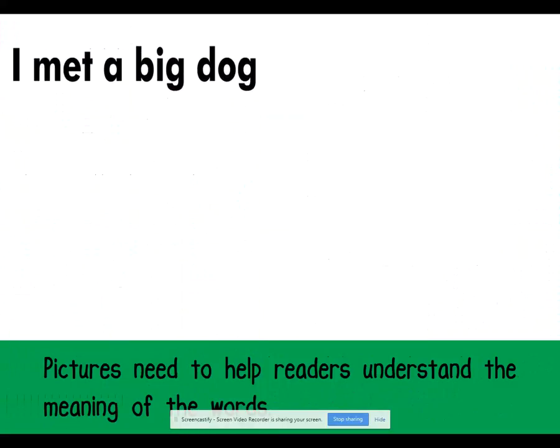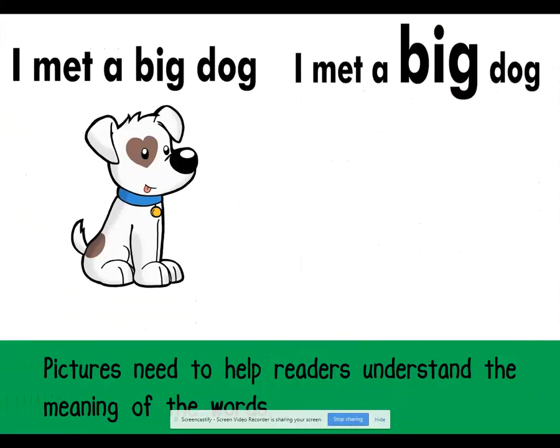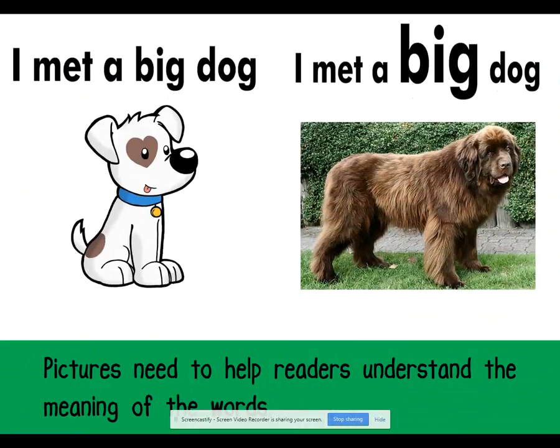I met a big dog. Does this picture help you understand the meaning of the words? Not really, right? Because this dog is little and cute. I met a big dog. Do you notice how the graphic designer made the word big bigger to look like what it means? This dog matches the words better. When graphic designers choose pictures, they make sure to choose pictures that match the words and help the readers understand the words better. They don't just choose pictures that they like or they think are cute.